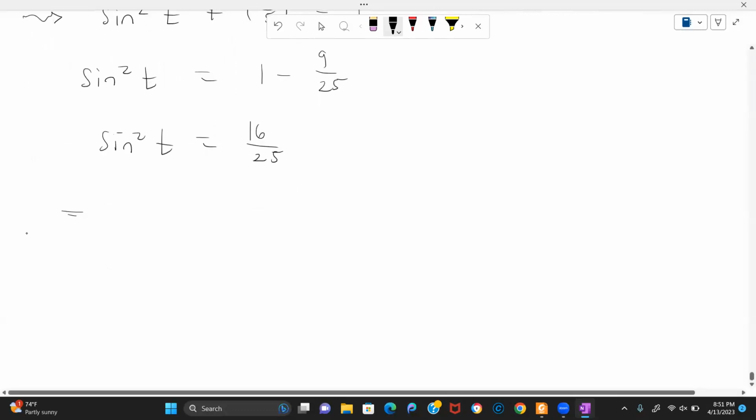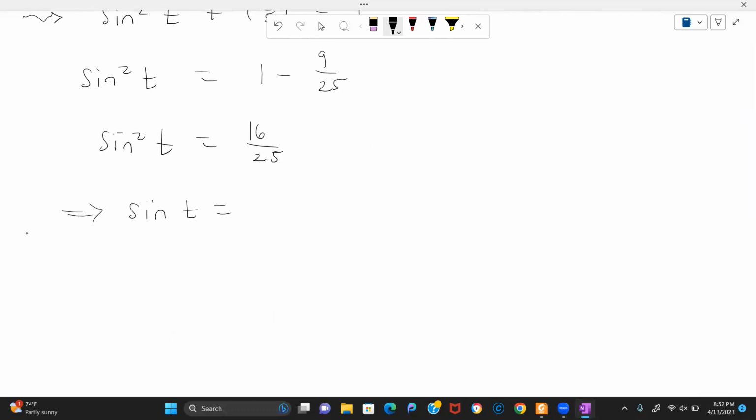Now take the square root, and you get sine of t is equal to plus or minus the square root of 16 over 25. That's just the square root of 16 over the square root of 25, so it's 4 over 5. Oof.